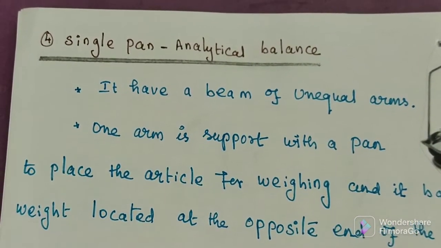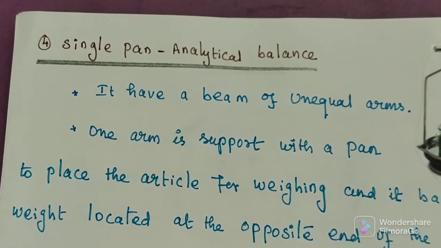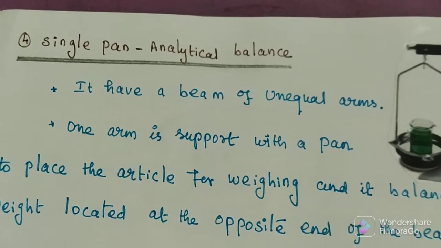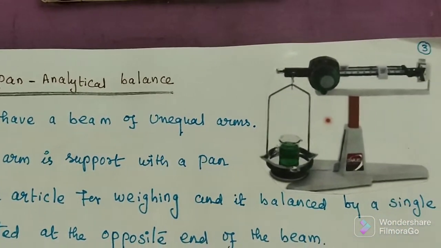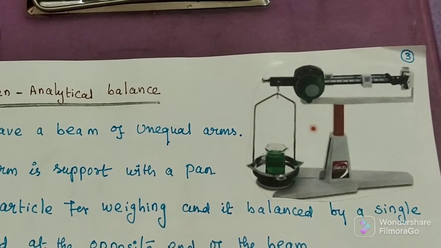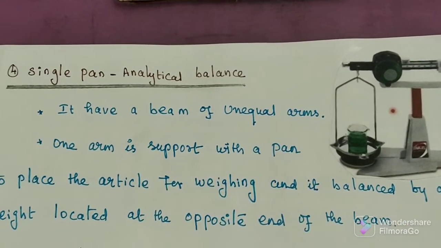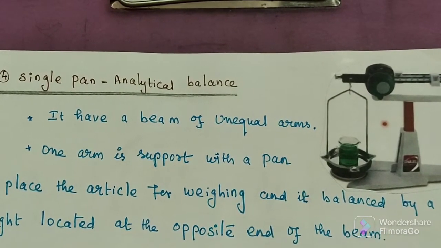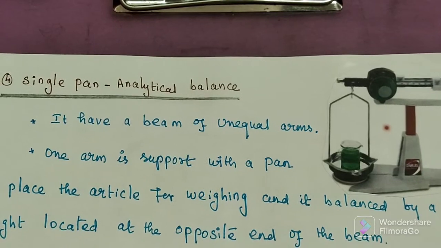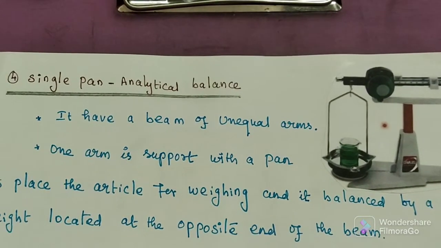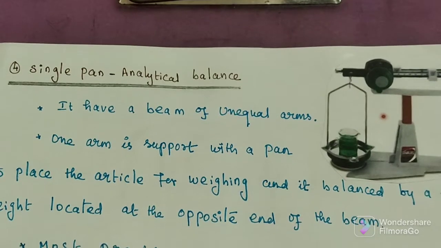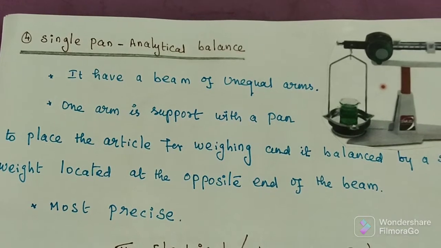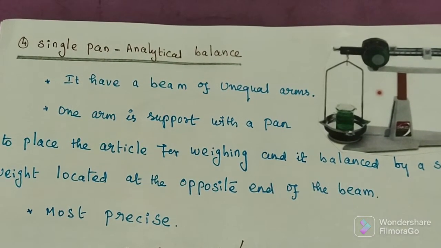Another type of analytical balance is the single pan balance. It has a beam with unequal arms. One arm supports a pan to place the article for weighing, and it is balanced by a single weight located at the opposite end of the beam. It is one of the most precise mechanical balances in the laboratory. It will give accurate results.